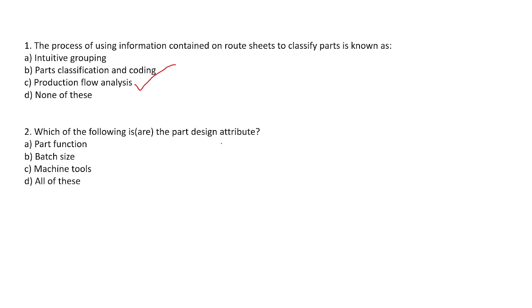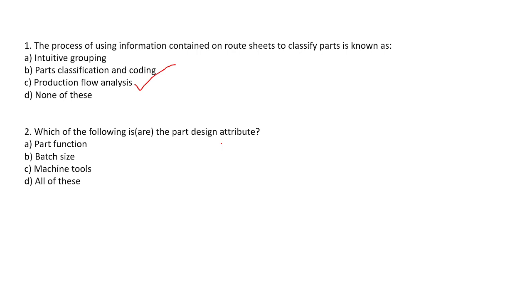Part function is an important part design attribute, because it defines the purpose of the part and its intended use. This information helps to determine the material, size, shape and features of the part required to meet functional requirements. For example, a part designed to support a heavy load will need to be made of strong material and have a specific shape to provide the required strength and stability.